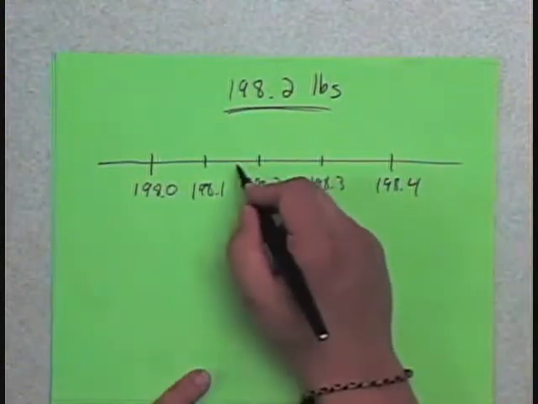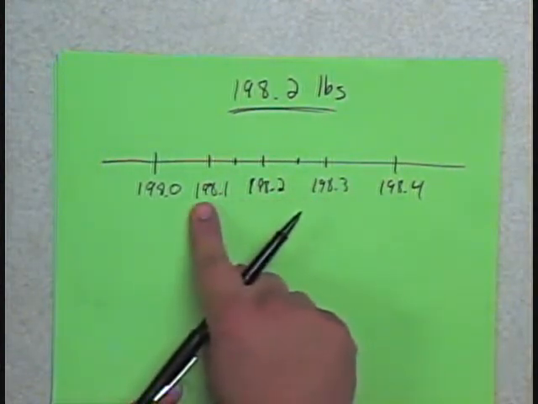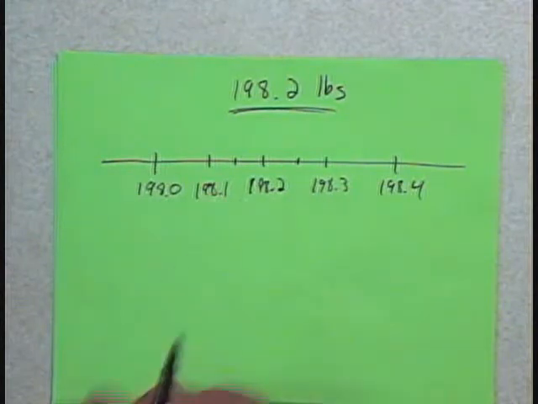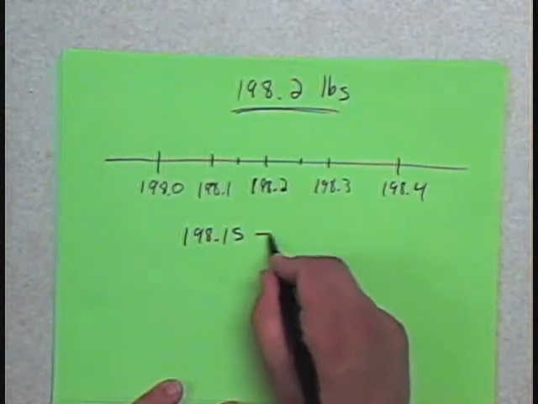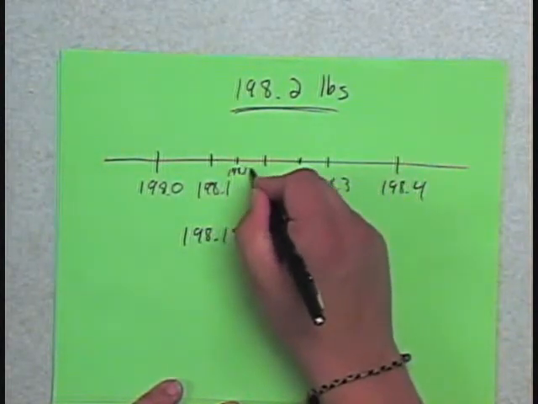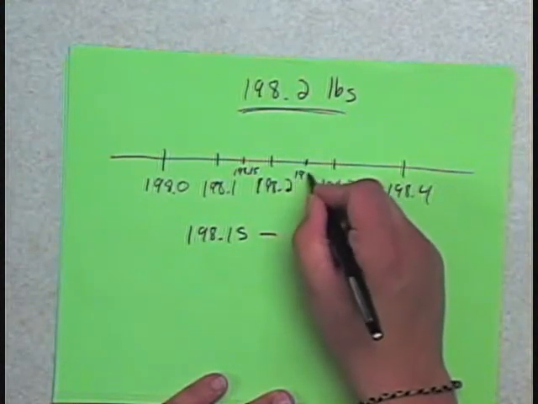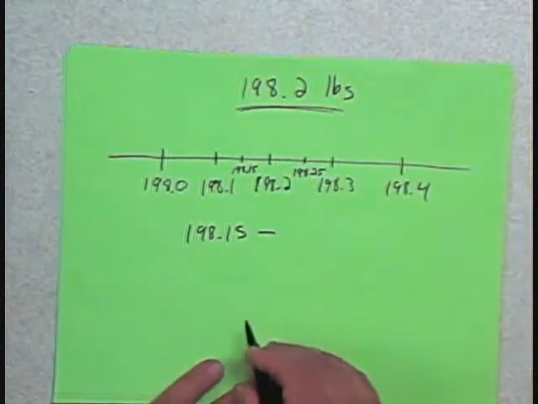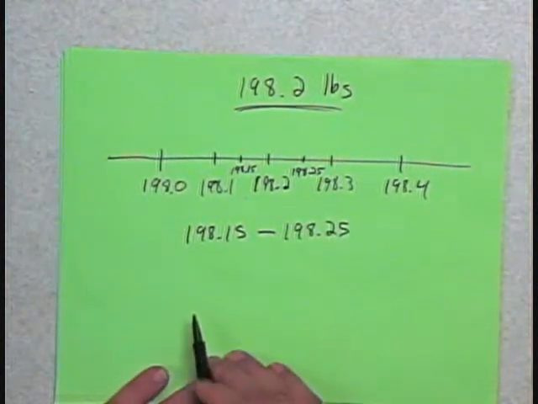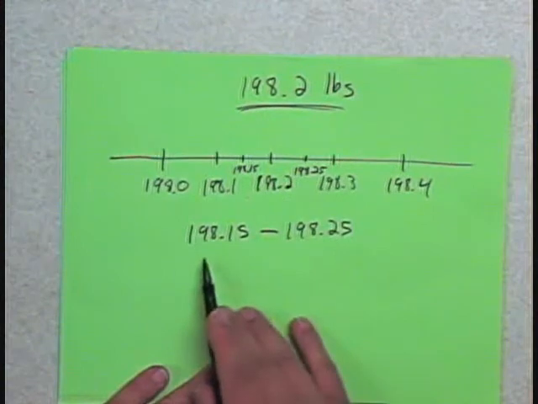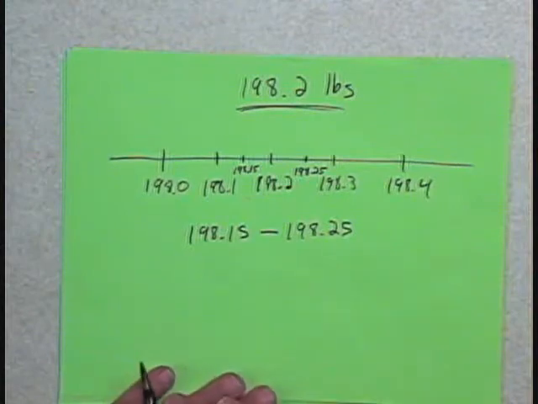So in that case, the boundaries here would be halfway between these two. So the lower boundary would be halfway between 198.1 and 198.2, and that would be 198.15. The upper boundary would be halfway between 198.2 and 198.3, which would be 198.25. Okay. So the boundaries for 198.2 would be 198.15 all the way up to, but not including, 198.25.